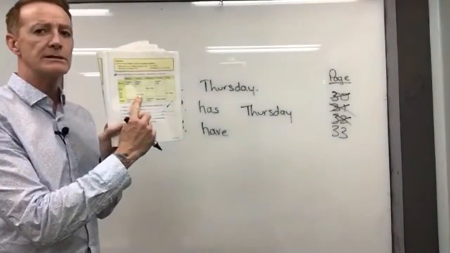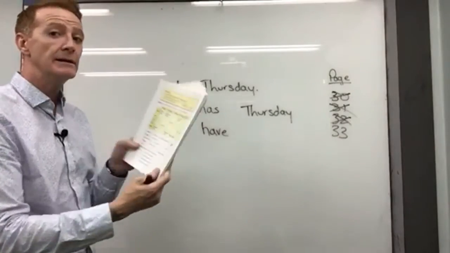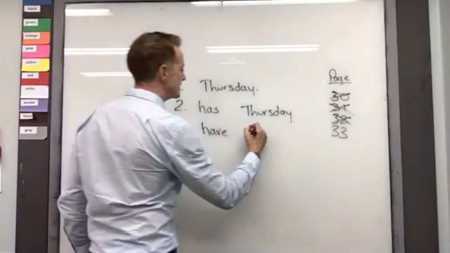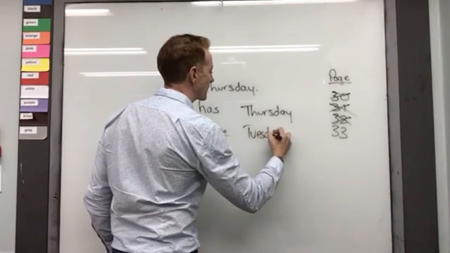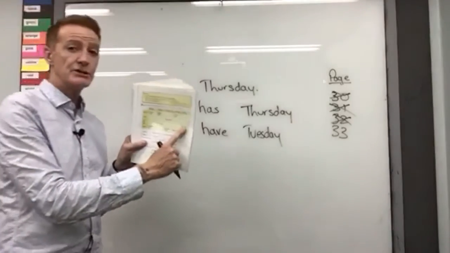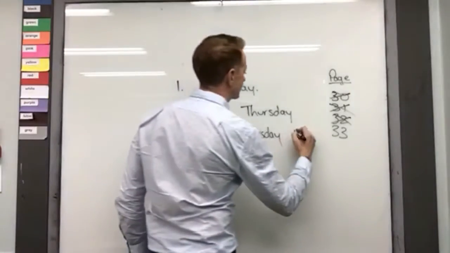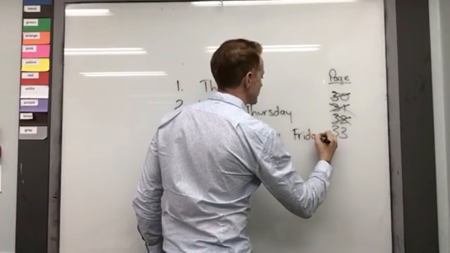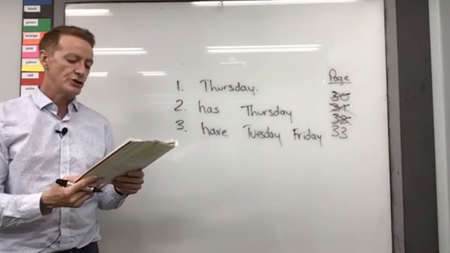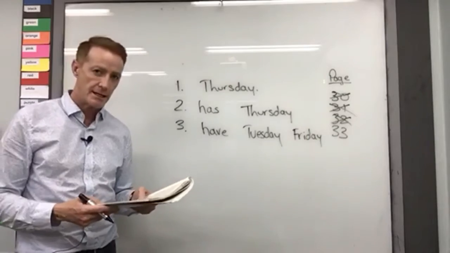Have a look at the box. When do they have art class? Sam and Sue have art class on Tuesday. And what is the other day? Friday. Sam and Sue have art class on Tuesday and Friday.